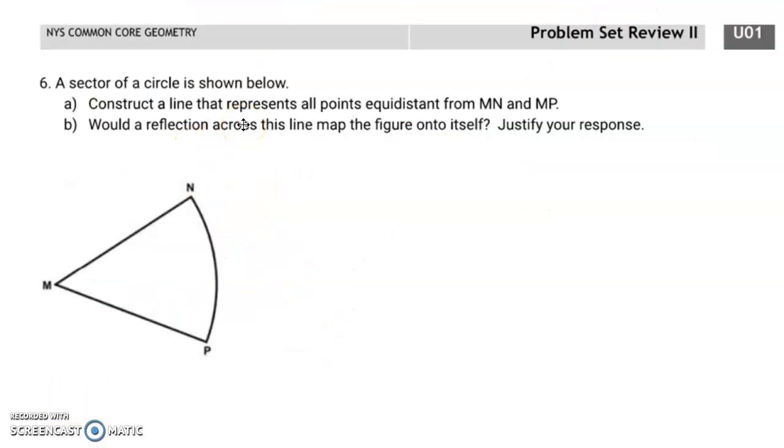Moving on to the back of this problem set, pause the video, try it out yourself, and then come back to see if you got it right.